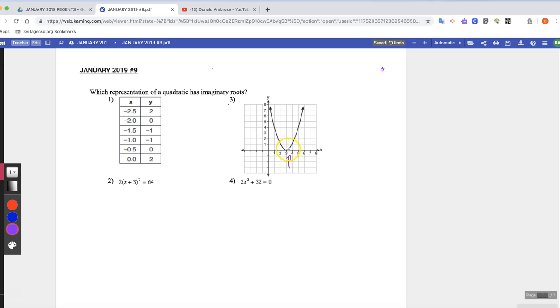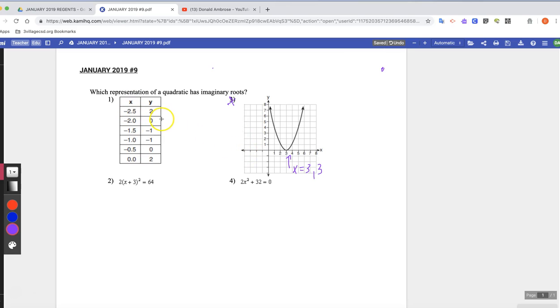you'll notice there is an x-intercept to the quadratic at x equals 3, and also it's bouncing. Now, the solution to the roots here would be that x equals 3 should be counted twice. And both those are real solutions, not imaginary, so choice 3 is not an answer.